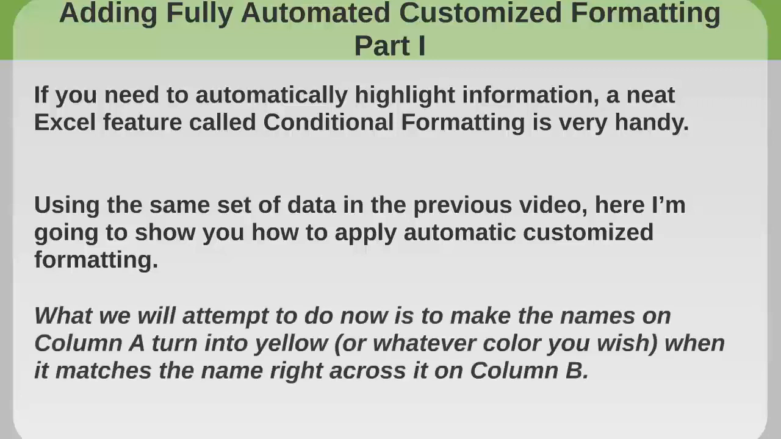Now, before we get started, what we will attempt to do is to make the names in column A turn yellow, or whatever color you wish, when it matches the name right across in column B.